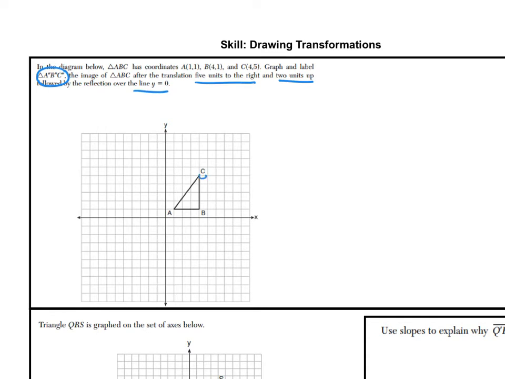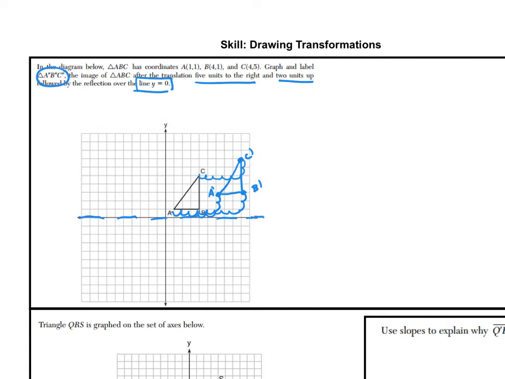So C is 1, 2, 3, 4, 5, and then 2 up, 1, 2, and that's our C prime right here. Then B is 1, 2, 3, 4, 5, and then 2 up, and we get B prime. And then A is 1, 2, 3, 4, 5, and then 2 up, and we get A prime. If you draw it out, of course, this looks like a slide. Now, the line y equals 0, which we're reflecting over, remember, y equals is always a horizontal line. So that's this line right here.